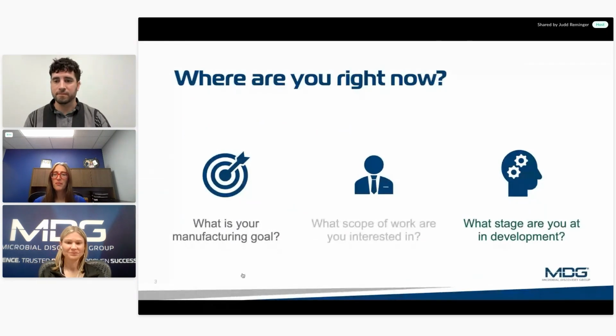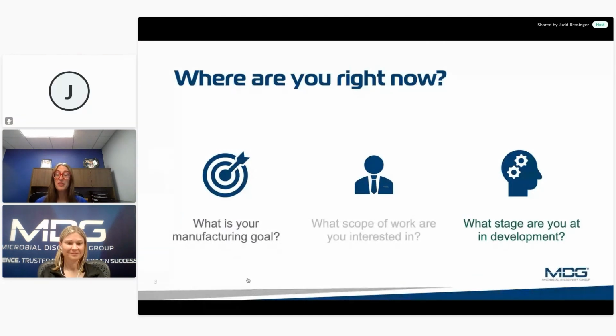So, where are you right now? That's one of the first questions that we ask when we get to meet you. If you come in for a visit, or if we're going to have a video call or a conference call about what your goals are, what you would like to achieve, to get to learn about you, your company, and the organism that you have. So we ask you, what's your manufacturing goal, what's your scope of work, and what stage of development you're at.